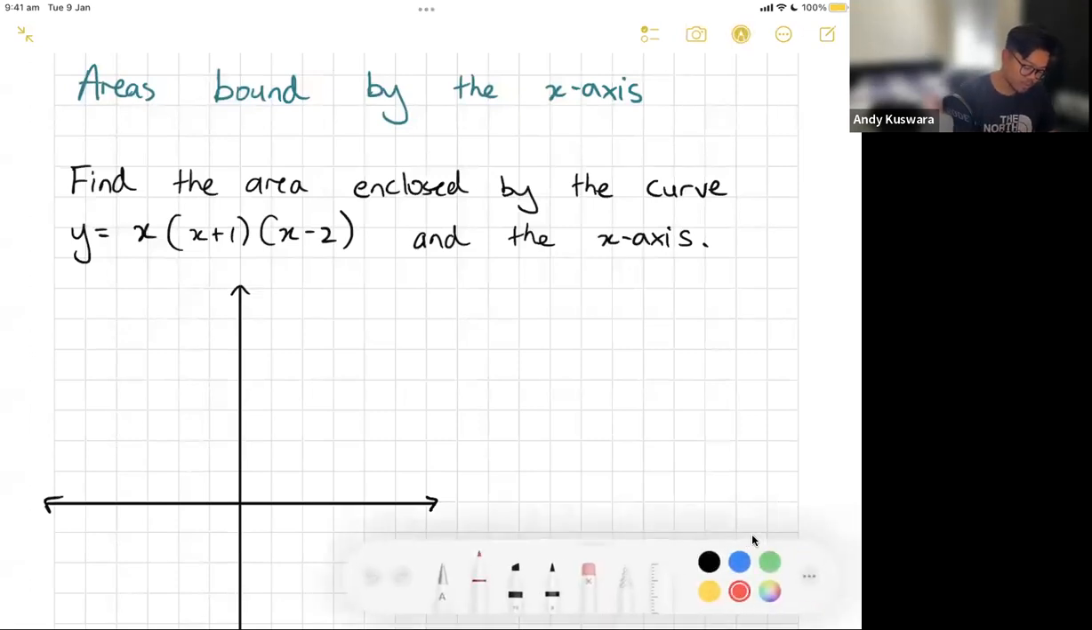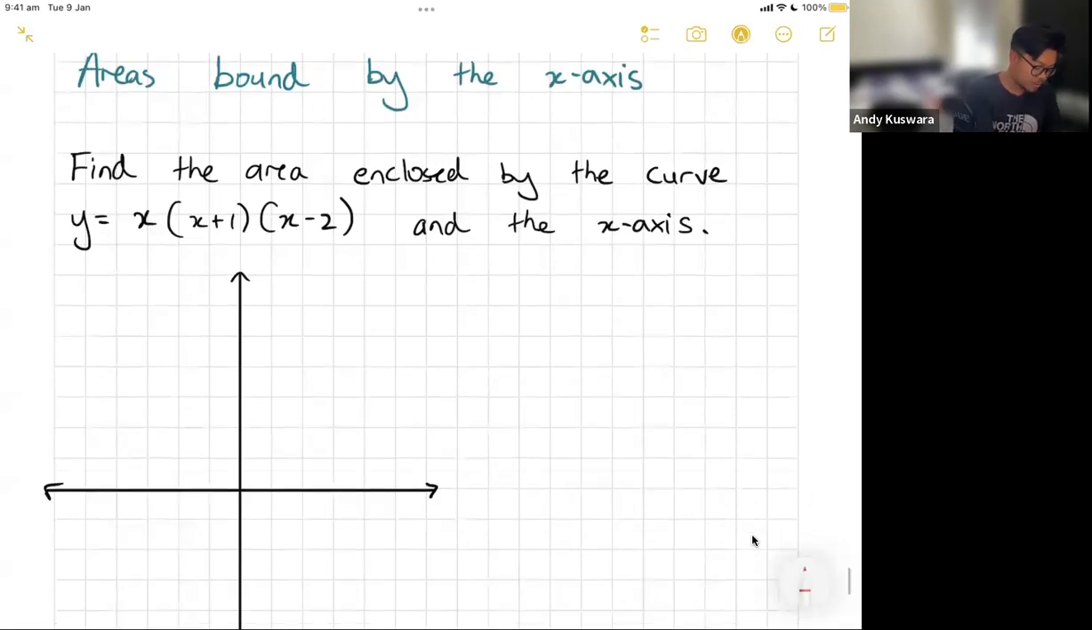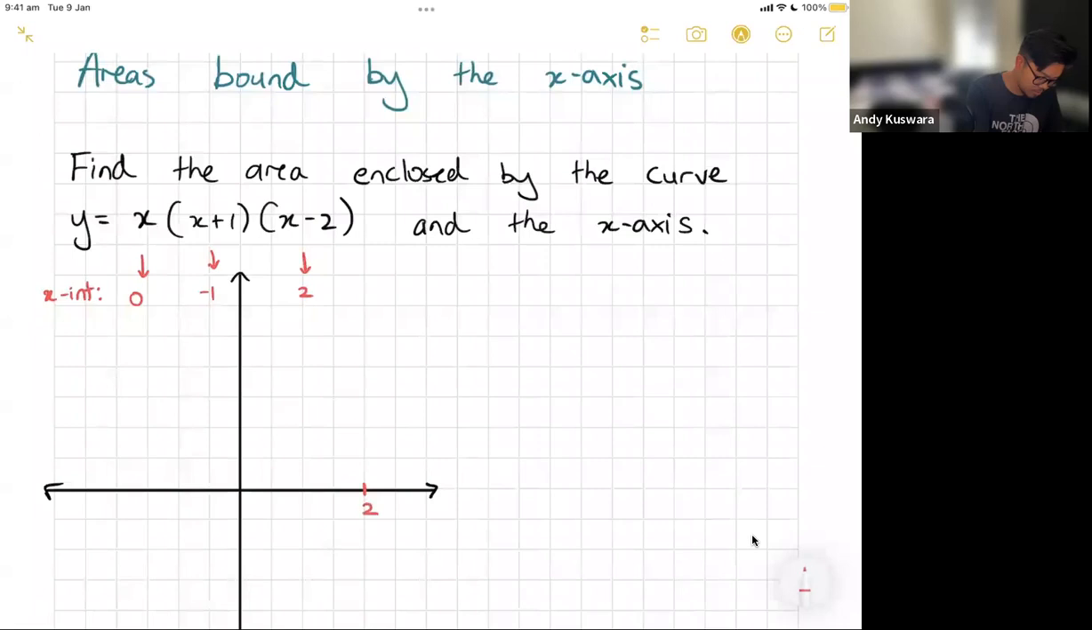First things first, I need to remember how to graph this. It's nice that it's factorized. I can see that I'm going to get an x-intercept of 0. I can see here that I'm going to get an x-intercept of -1. I'll write this down: 0, -1, and here I'm going to get an x-intercept of 2. Let's spread ourselves out a little bit, so let's say that's 2, I know that's 0, and I know that's going to be -1.